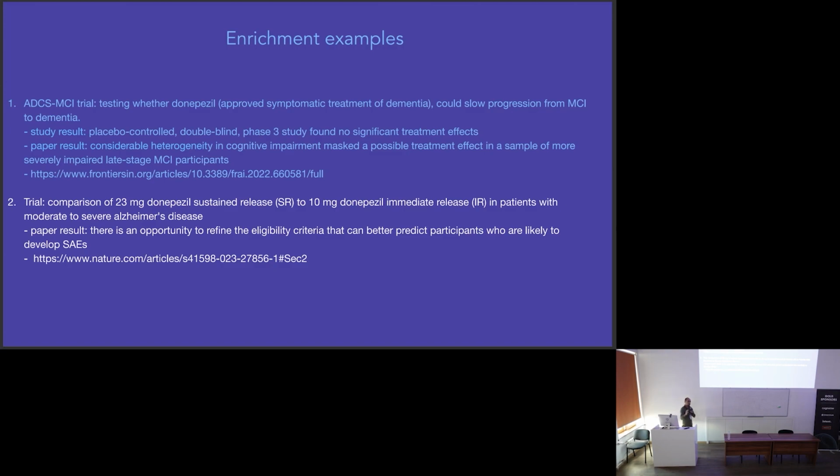And the second one, which we will talk about much more deeply today, is again donepezil: comparison of 23 milligram donepezil to 10 milligram donepezil in patients with moderate to severe Alzheimer's disease. Of course, the study result was about which one is better, but as a result, the paper's conclusion is that there is an opportunity to refine eligibility criteria that can better predict participants who are likely to develop SAE. SAE is serious adverse events. That means you don't want to give the drug to a patient who will die afterward because of some side effect, for example.